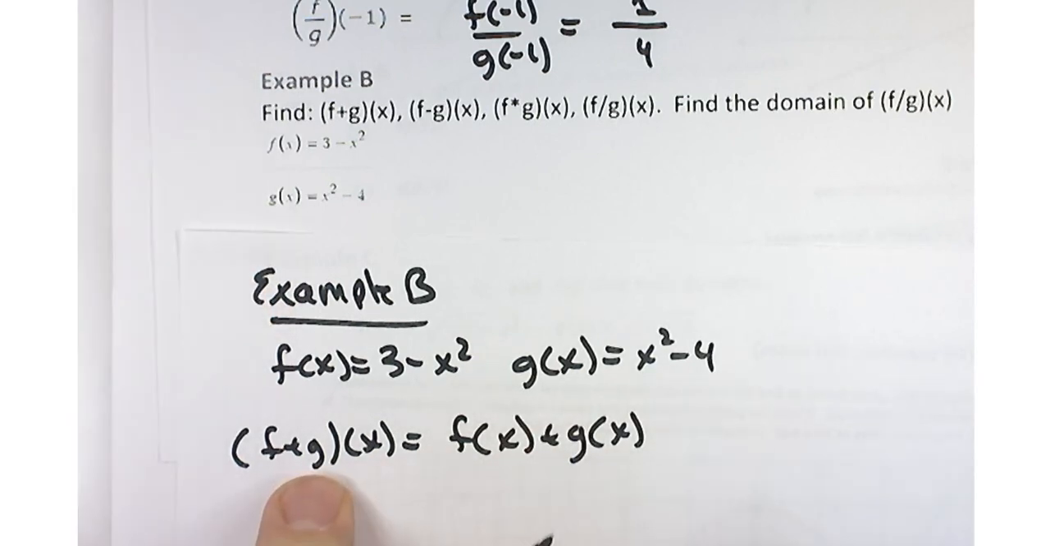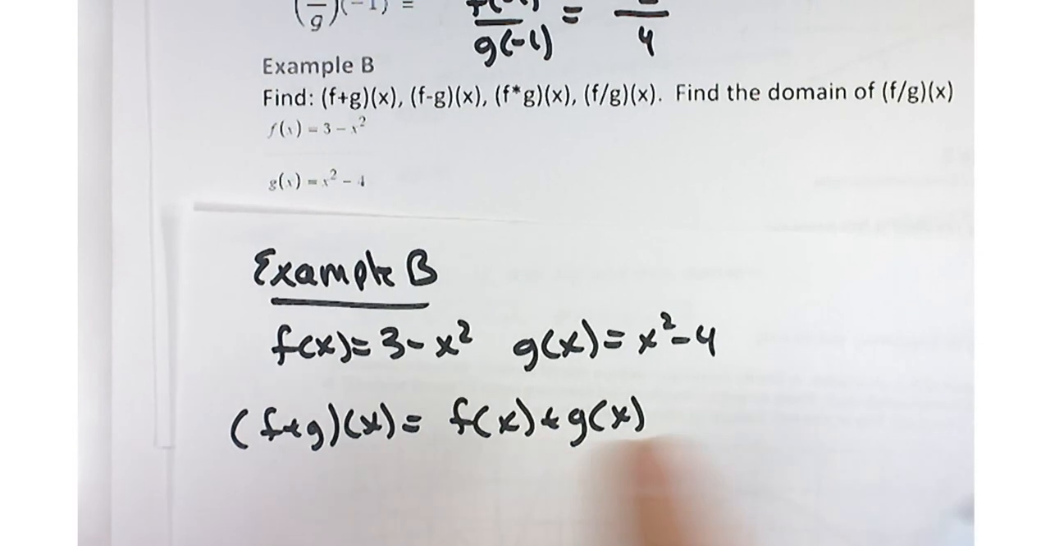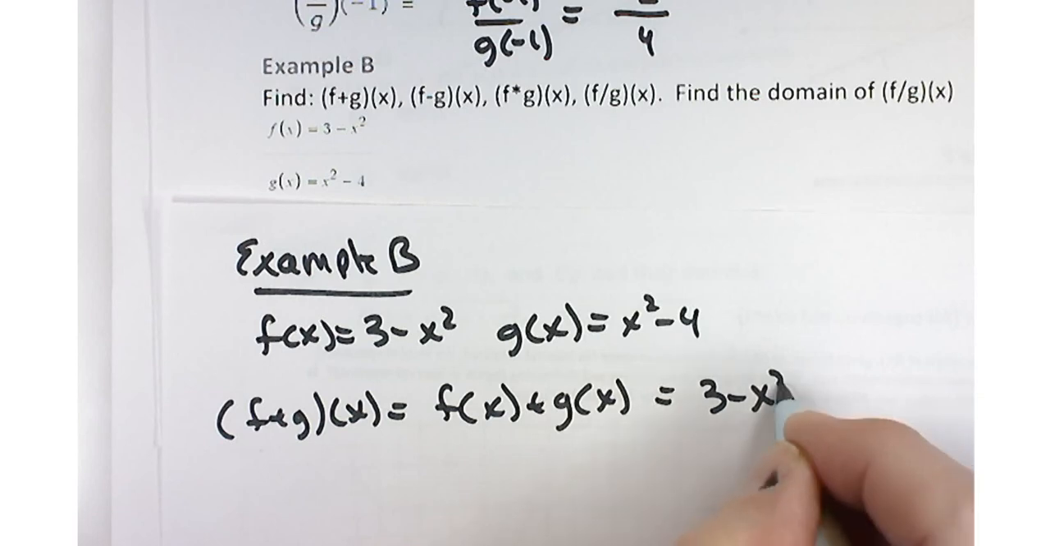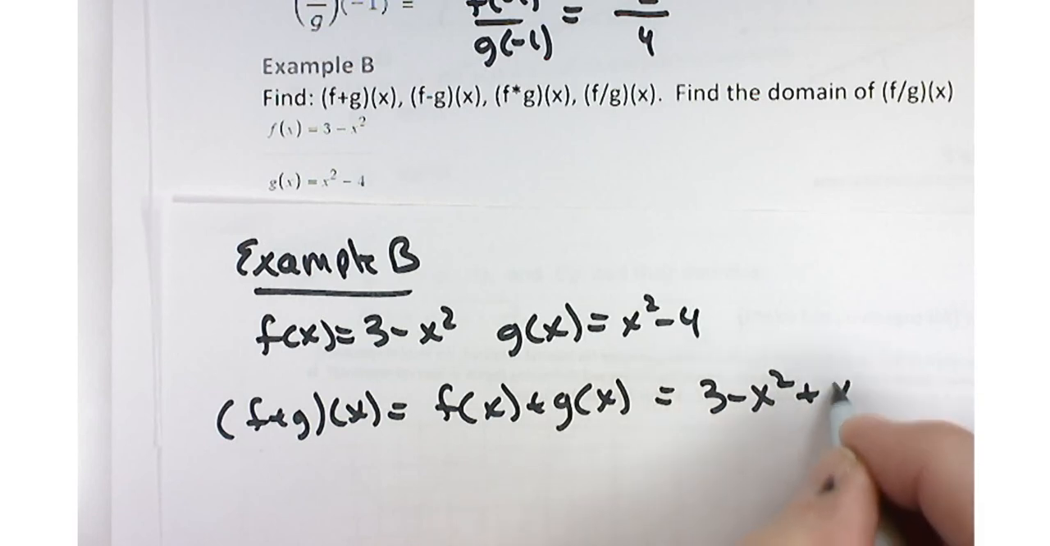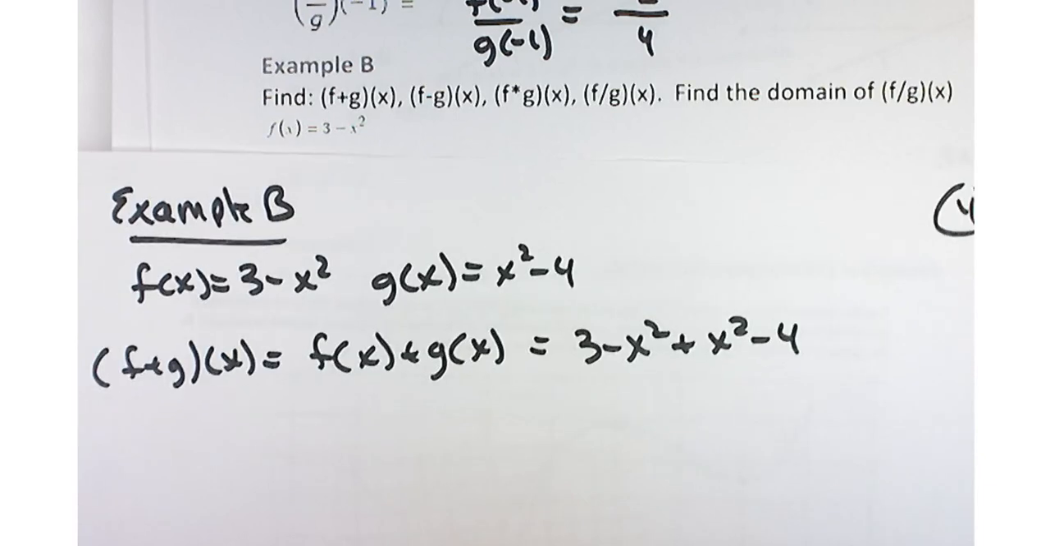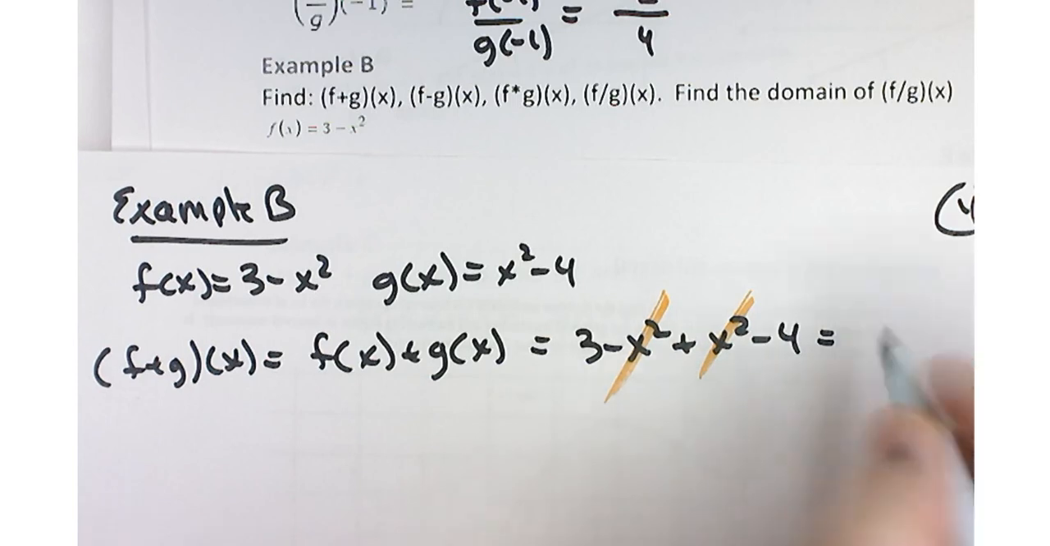I mean, for myself, personally, I don't use this notation very often, mostly because I feel like it's more abstract. It just means to add up f of x and g of x, which is 3 minus x squared plus x squared minus 4. What's going to happen when I do that? X squared cancel out. Yeah, thank you both. Becomes negative 1. Yeah, you're just left with negative 1, which is kind of strange.